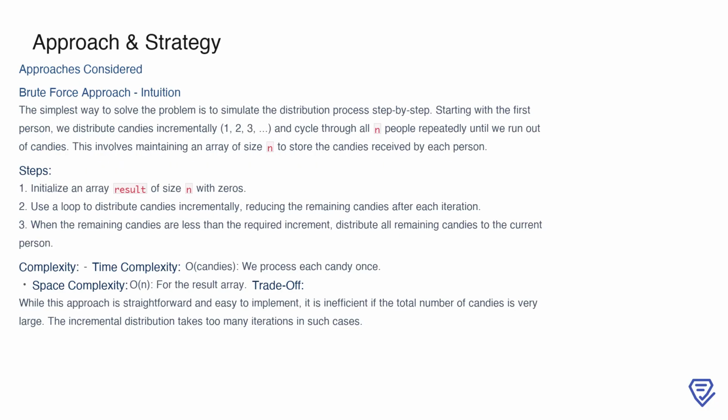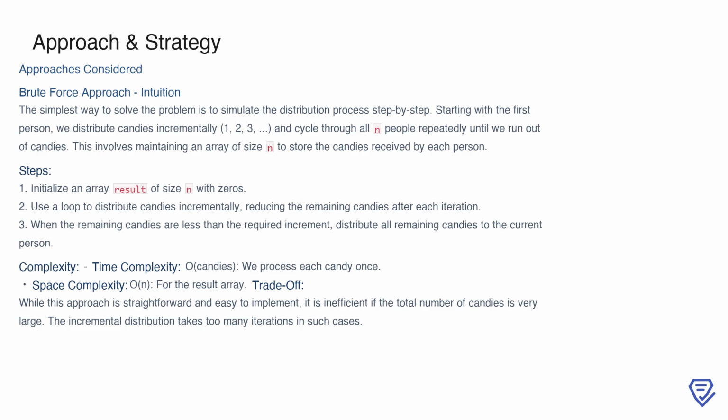To solve the problem of distributing candies, the brute force approach offers a straightforward and intuitive solution. The idea is to simulate the process step by step, starting with the first person and distributing candies incrementally in amounts of 1, 2, 3, and so on. This process continues in cycles, looping through all the people until we run out of candies. For implementation, we use an array of size n, initialized with zeros, to keep track of how many candies each person receives. Then, we use a loop to distribute candies incrementally, reducing the total as we go. If the remaining candies are less than the amount we need to distribute to the current person, we simply give them all the remaining candies and stop.